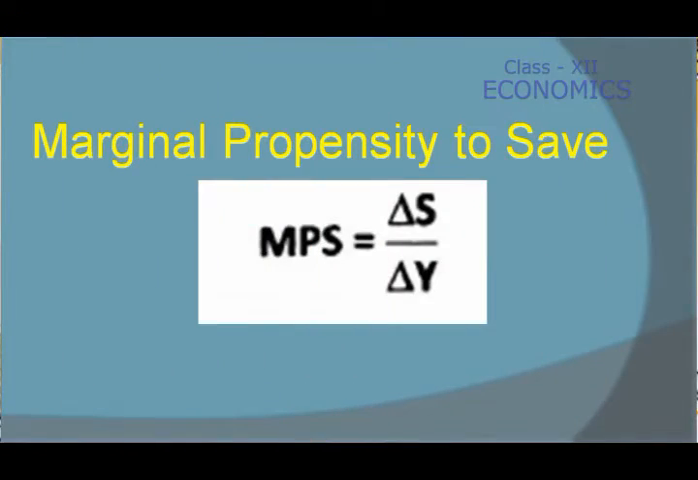Students, along with this MPC's formula, that is delta S by delta Y, we can calculate the value of MPS with the formula given here. Here we can get the value of MPS by getting the value of 1 minus MPC. That shows that MPS is equal to 1 minus MPC. Taking this together, we can write the equation as MPC and MPS combined give the value of 1.